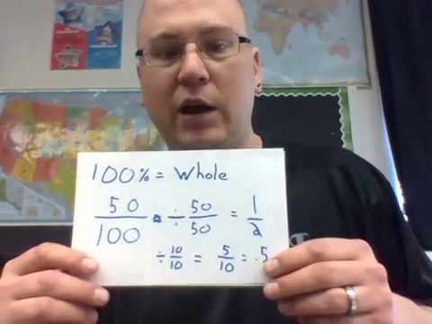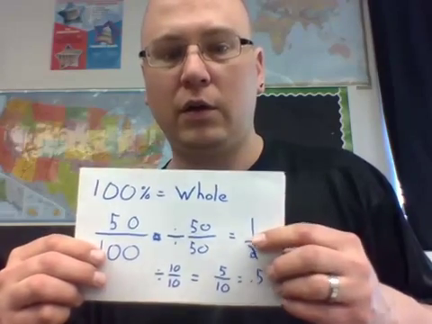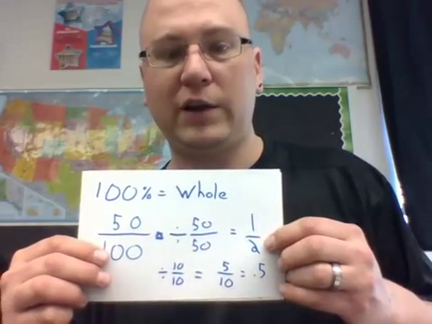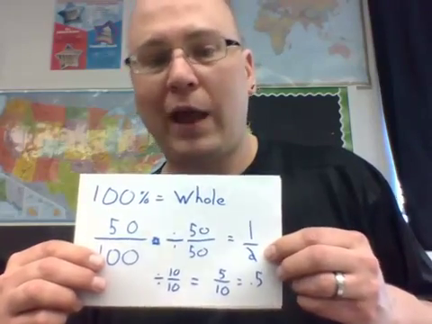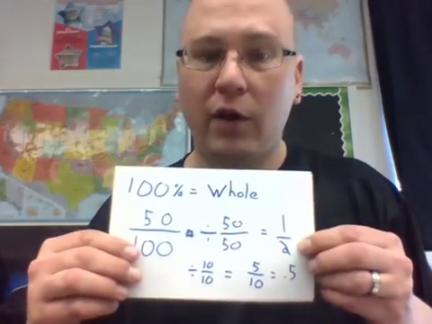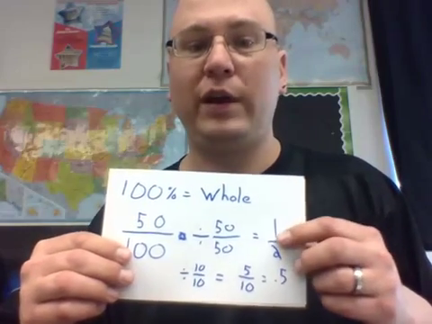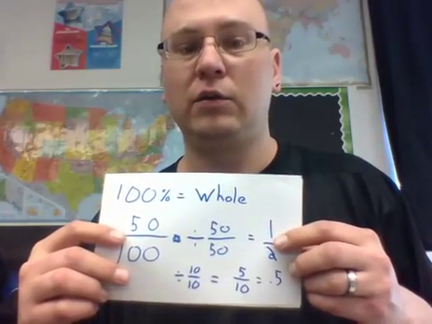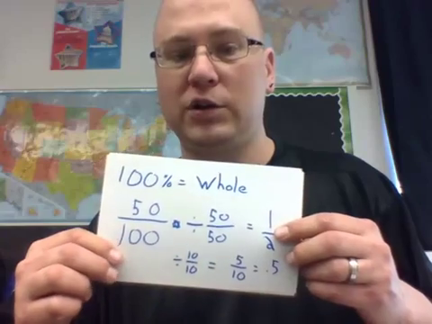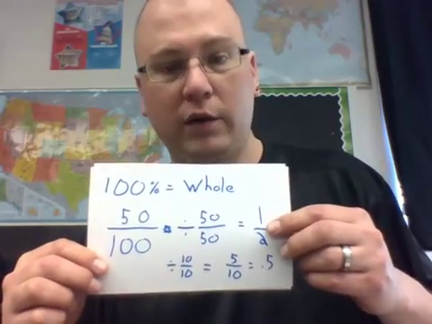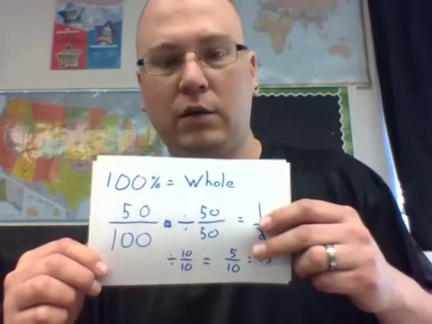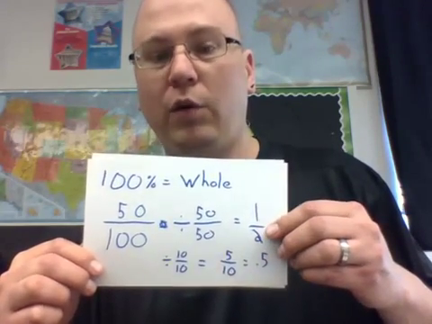If we take 100% for our whole, and we change it like we did before to get this fraction, what you'll also notice here is the 1/2 and the 5/10 are equivalent fractions. So we can change this fraction that we got from our percentage to 5/10 by dividing it by 10 over 10, or 1, in which case we'll get 5/10, or 0.5.